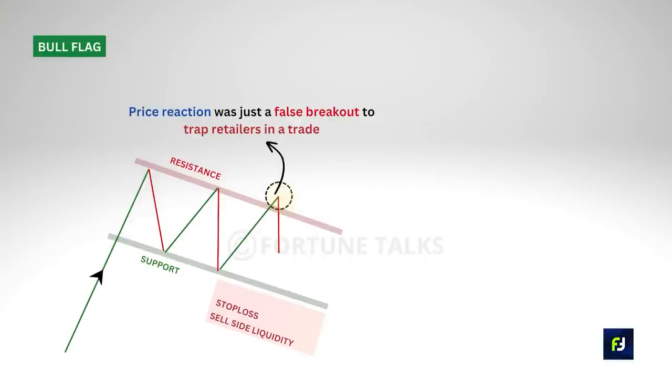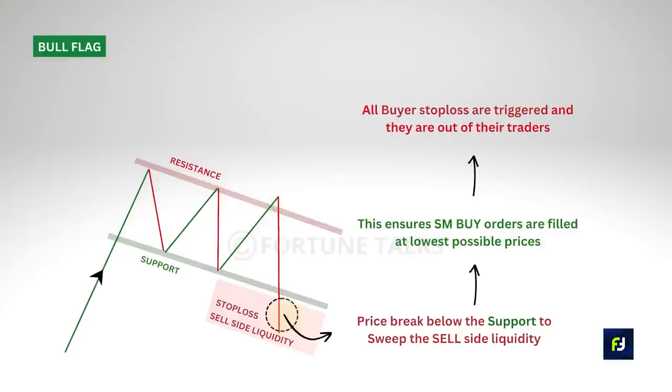But most probably, this reaction would be a false breakout to trap the retailers into taking a trade. Now, the price would move lower and break below the bottom support level, where lies a large cluster of sell side liquidity, and these institutions will ensure that all their buy orders are executed at the lowest prices possible. Sweeping the sell side liquidity means that all the buy stop losses are triggered and they are taken out of their trades. Now, what happens afterwards?